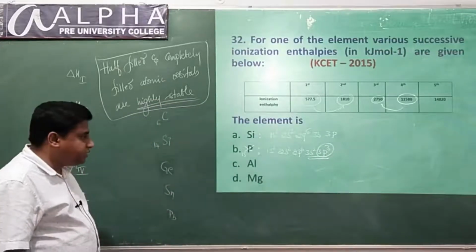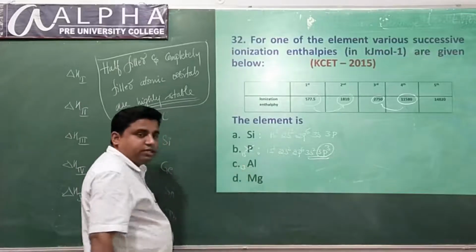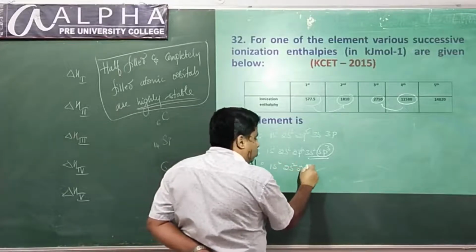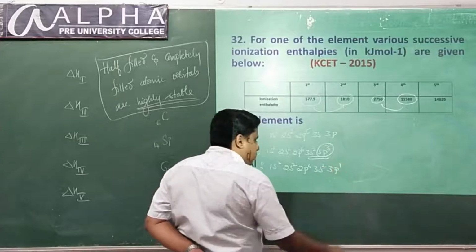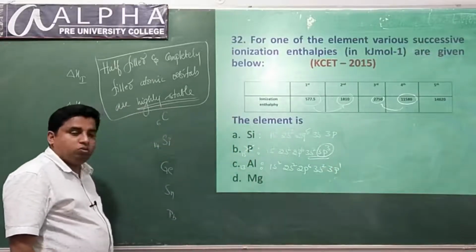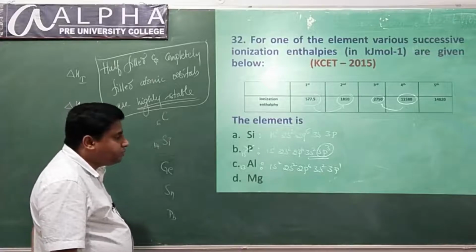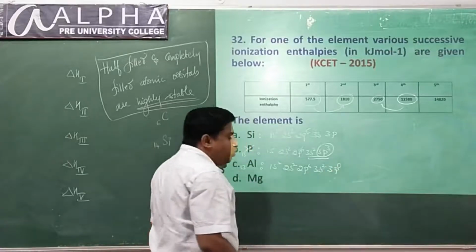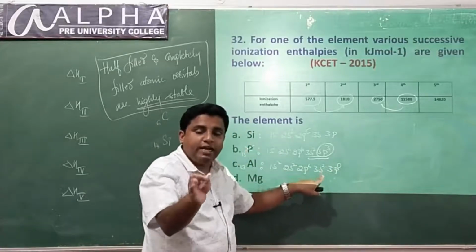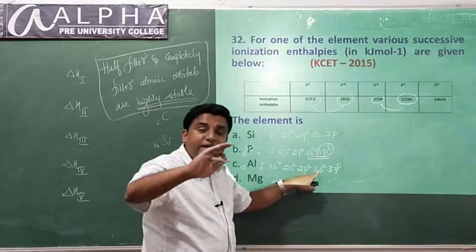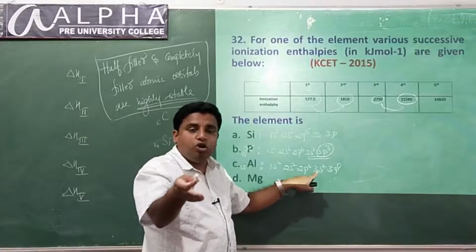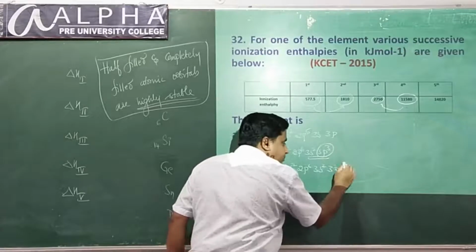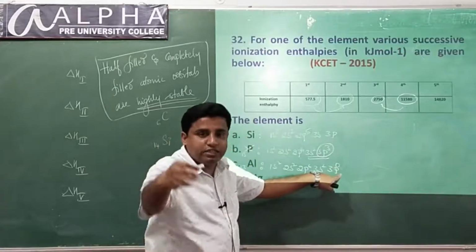Are we clear? What about aluminium? The atomic number of aluminium is 13. Its electronic configuration is 1s2, 2s2, 2p6, 3s2, 3p1. Let us remove one electron, it becomes 3p0. If I have to remove one more electron for the second ionization enthalpy, I have to remove it from a completely filled atomic orbital. Just now I told you, half filled and completely filled atomic orbitals are highly stable. I can remove the first electron easily.